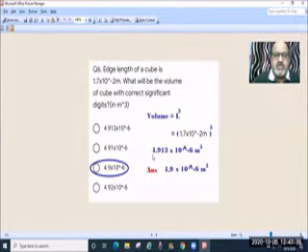Now question number 6. The edge length of a cube is given as 1.7 into 10 to the power minus 2 meter. What will be the volume of the cube with the correct significant figures? See the bracket, in cubic meter. The answer should be in cubic meter, that is in the SI system.